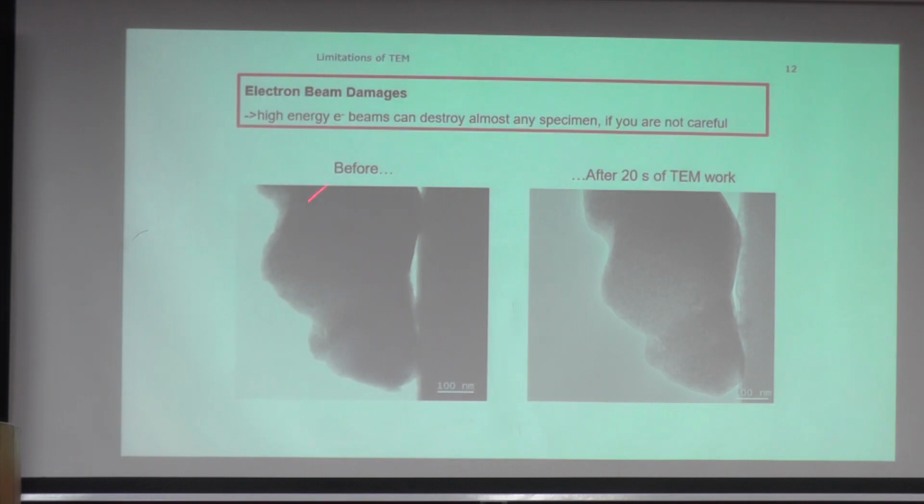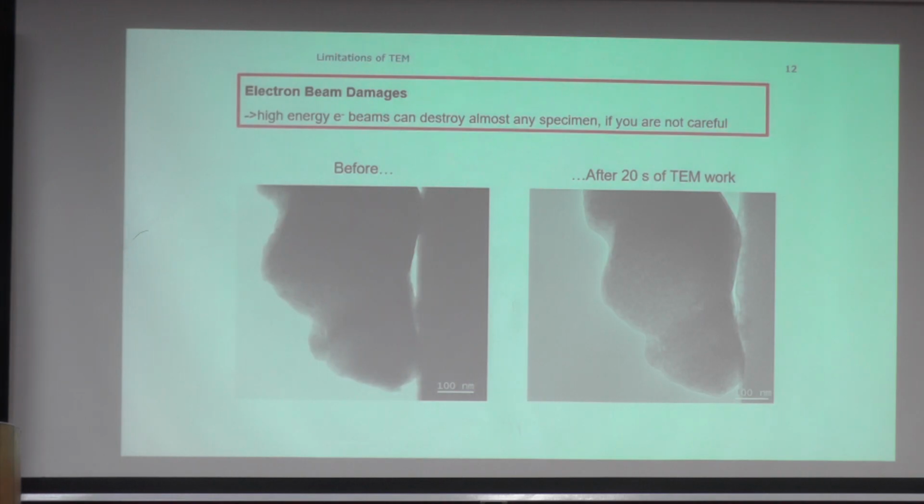of a TEM image. This was glass containing some nanoparticles, and this is after 20 seconds of illumination in TEM. So the structure transformed completely to an amorphous structure. So you destroyed your initial structure.